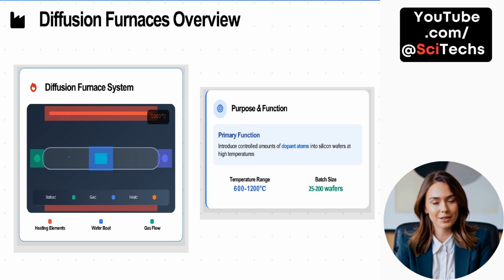Gas flow is tightly controlled to ensure uniformity, and temperature zones are carefully managed to avoid gradient-related defects. Batch sizes can range from 25 to 200 wafers, allowing for efficient high-volume processing. The furnace maintains ideal process conditions through feedback-controlled gas flow, heating, and status monitoring systems integrated into the equipment.